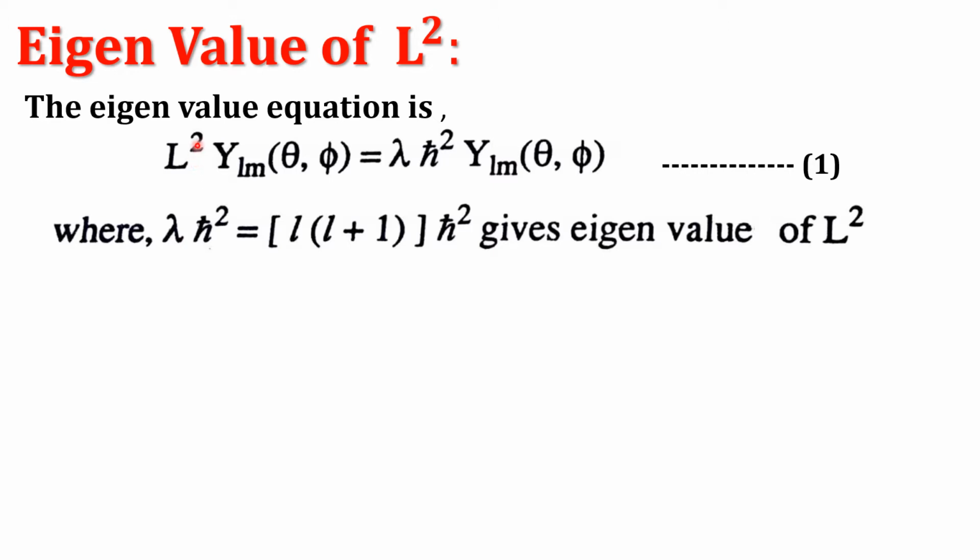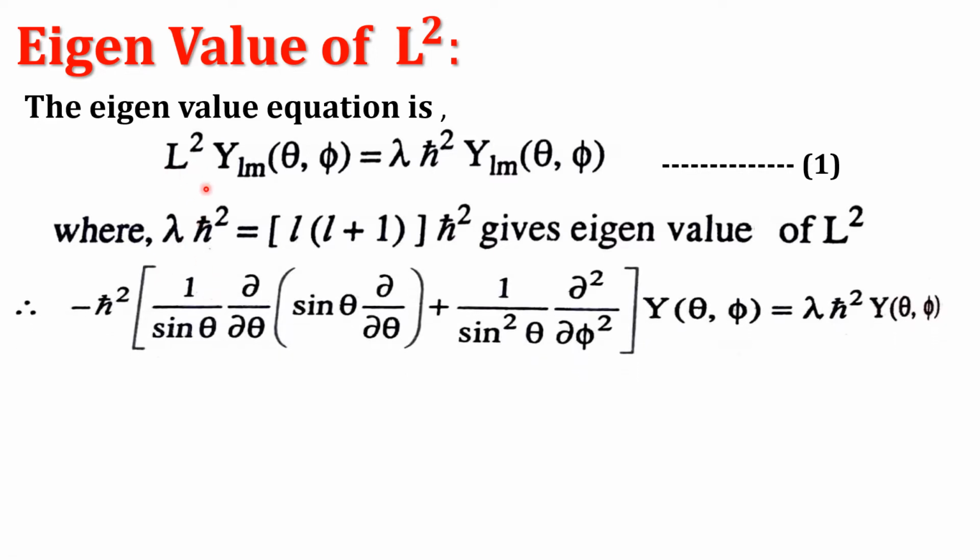Next, we put in the value of L². As you know, in the spherical polar coordinate system, L² is −ħ² [1/sinθ ∂/∂θ (sinθ ∂/∂θ) + 1/sin²θ ∂²/∂φ²] acting on Y(θ, φ) equals λħ² Y(θ, φ). Here ħ² is common on both sides, therefore it gets cancelled.